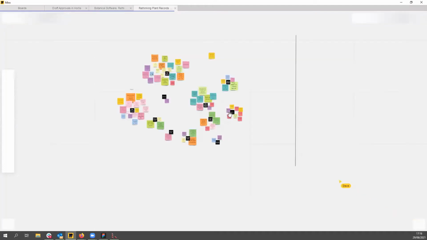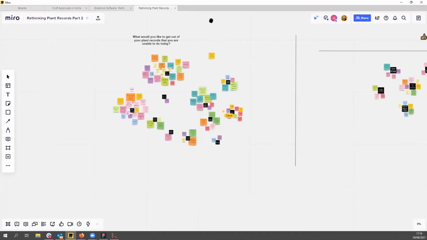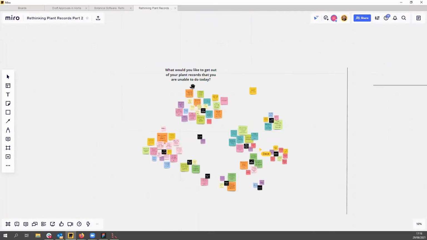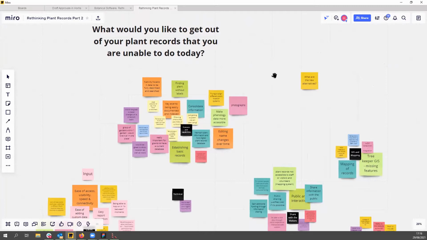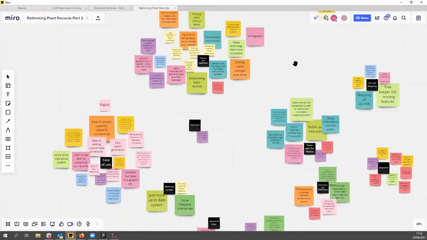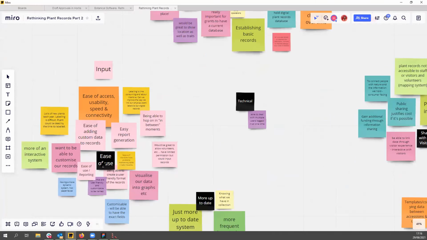So what we have done is we've collated all this information, and what we can see here are the patterns of what you would like to get out of your plant records. There's a mix here of ease of use. So people want an easier product to use. We'll share this with you.